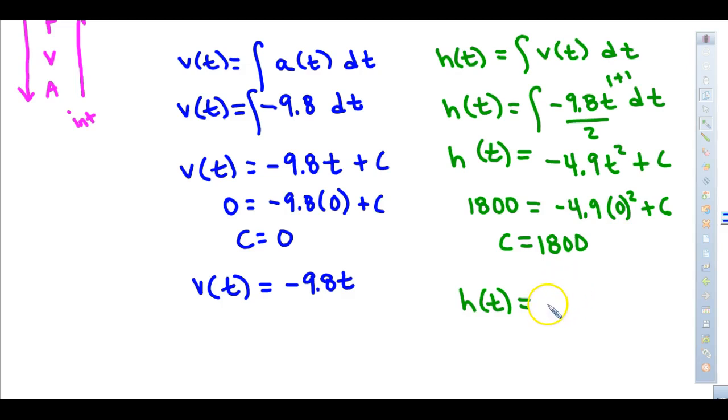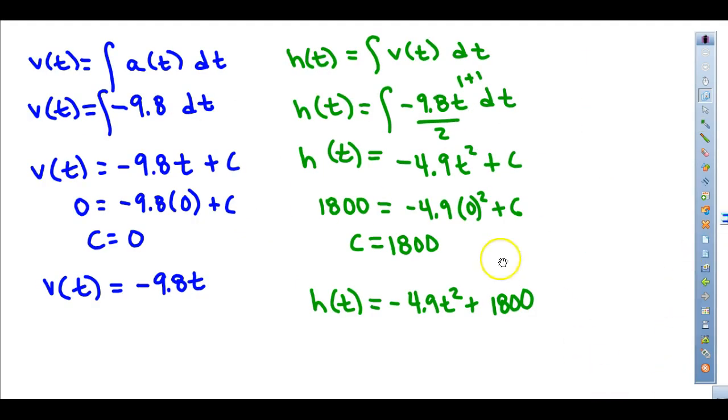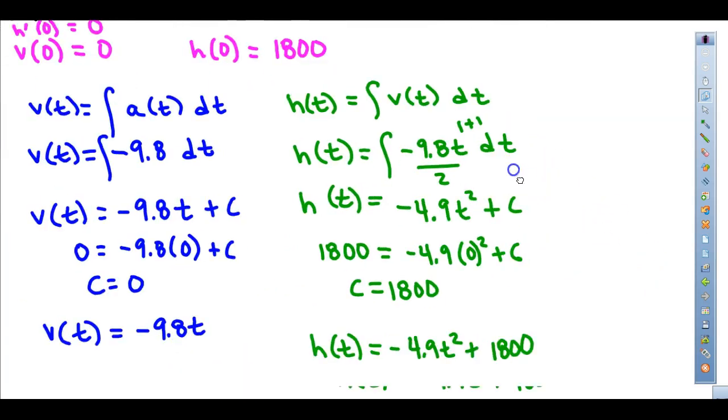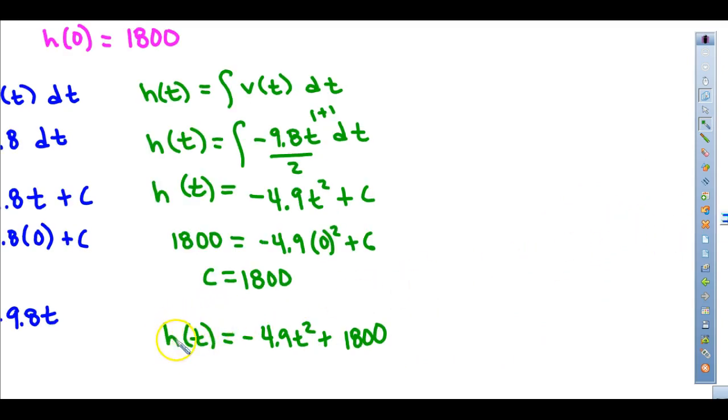So that means that h of t is negative 4.9 t squared plus our c, which we just figured out is 1,800. Now there's your equation, but we still have a question to answer. If you go back up here, it says how long will it take for the ball to fall? That means we've got to find time. Well, when the ball falls, what is its height? It's going to be 0, right?